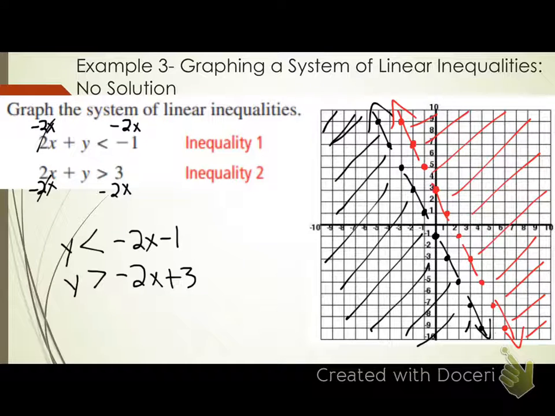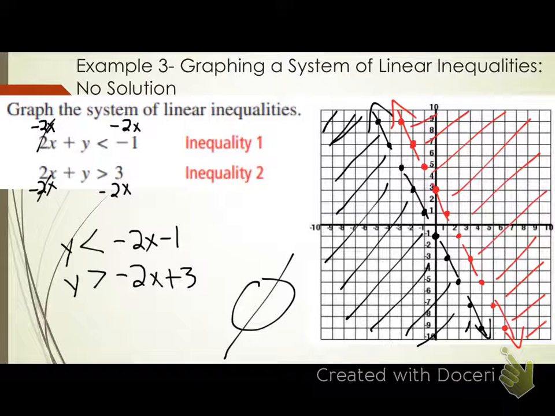These boundary lines are going to go on forever and ever and ever. So are these shaded areas ever going to touch each other? No. They're not. So, what's my answer here? No solution. Zero. Does everyone see why it's no solution? Yes.